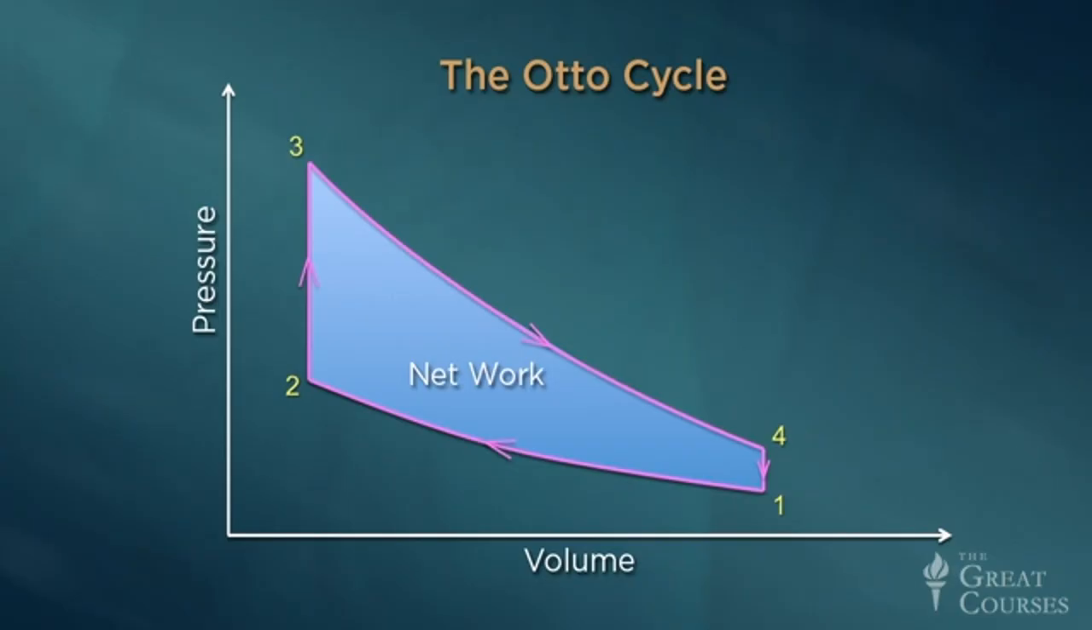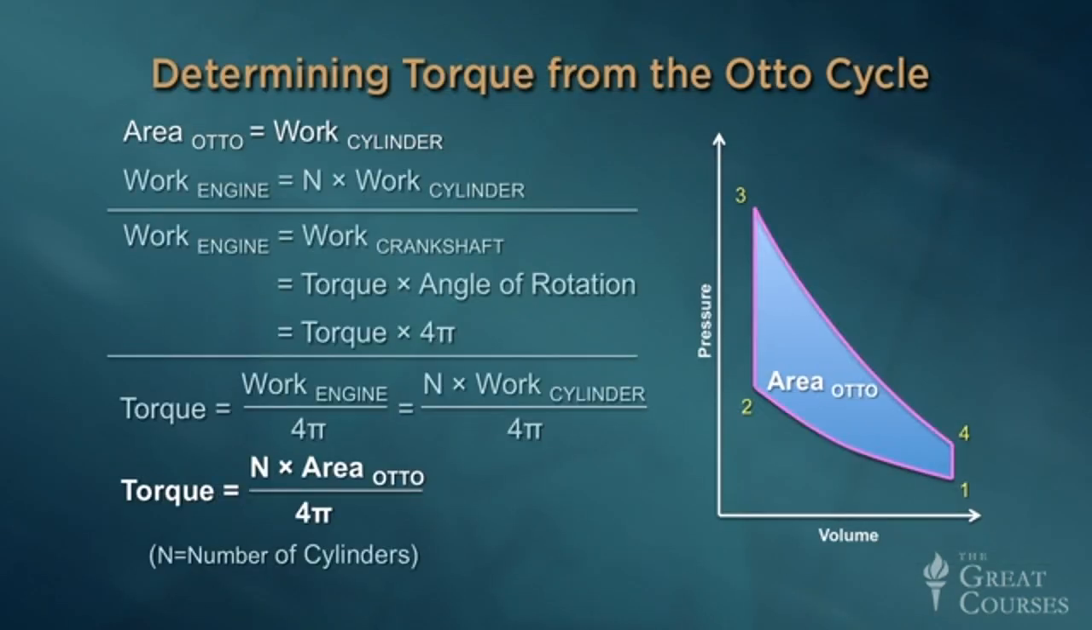Now, in the last lecture, we learned that when the Otto cycle is plotted as a graph of pressure versus volume, the area enclosed within the cycle is mathematically equal to the cycle's net mechanical work output. We can use this relationship to determine the engine's most important performance characteristics, torque and power. Recalling that the area within the Otto cycle represents the work of one cylinder, we can determine the total work output of the engine by simply multiplying this area by the number of cylinders, represented here by the variable n.